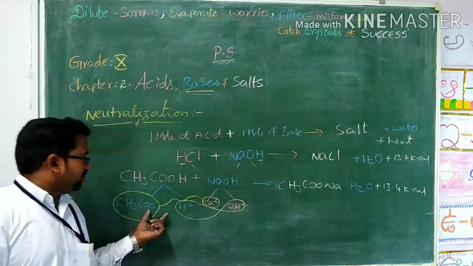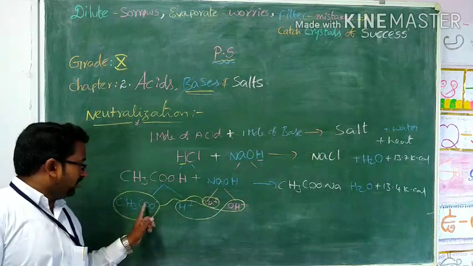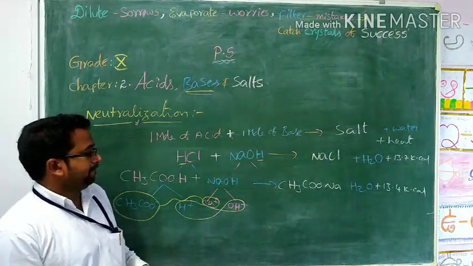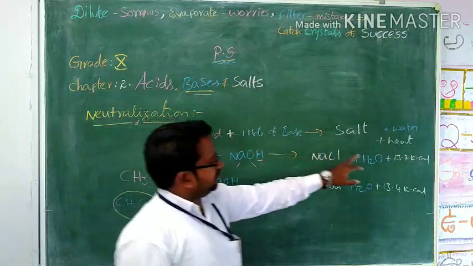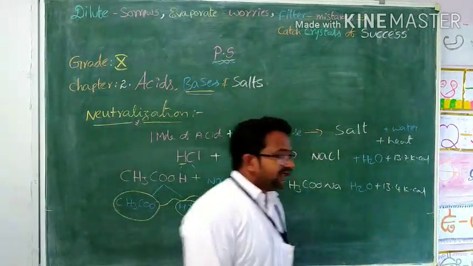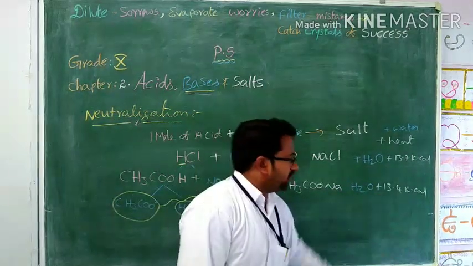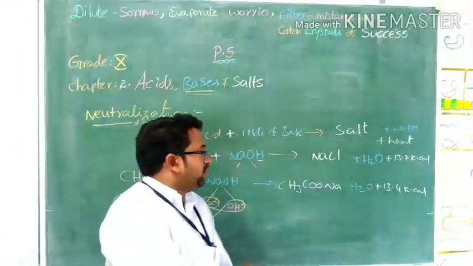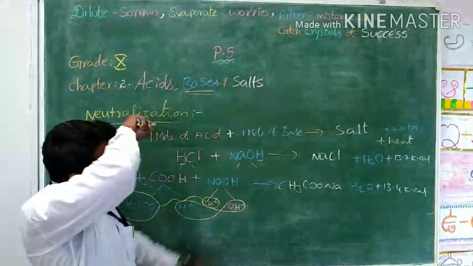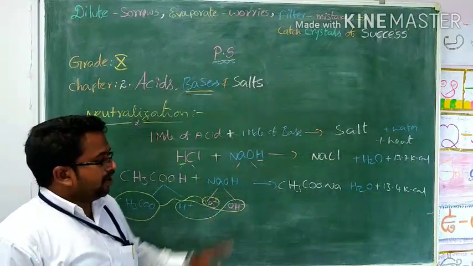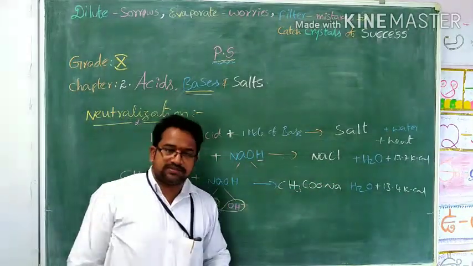Here first decomposition, here also decomposition, and like this salt is formed, water is formed. If you see this reaction, what is the amount of heat released? 13.7 kilocalories. But in the case of this, only 13.4 kilocalories, means 0.3 kilocalories of energy is short with respect to this one. Why is it going to happen like this?